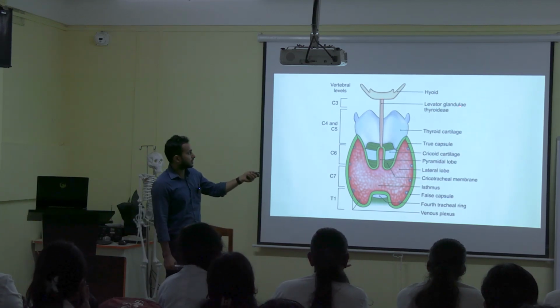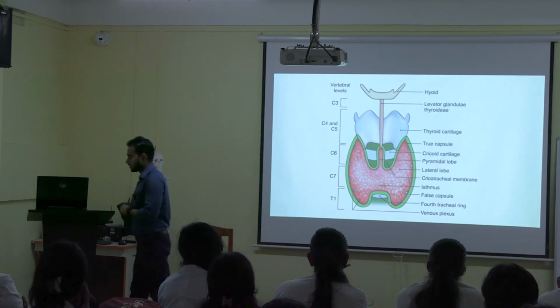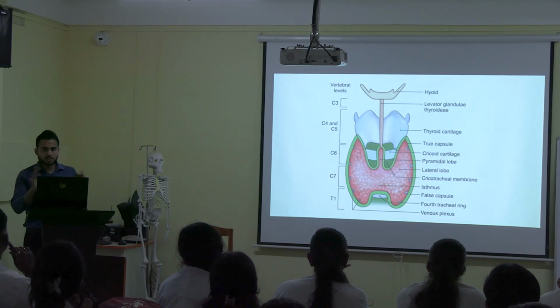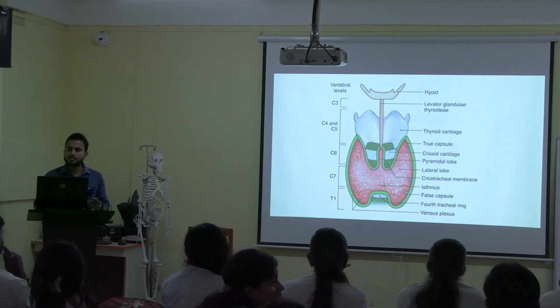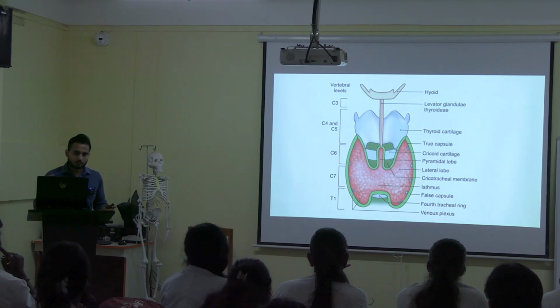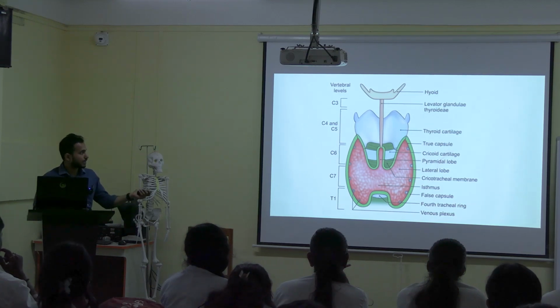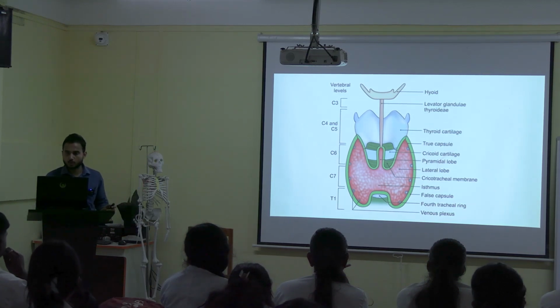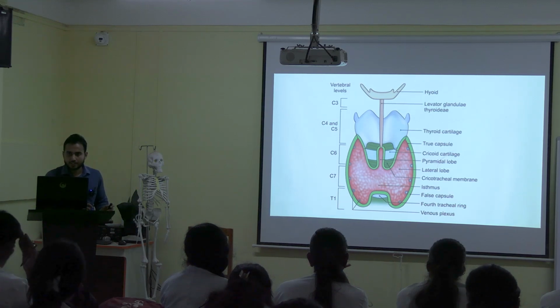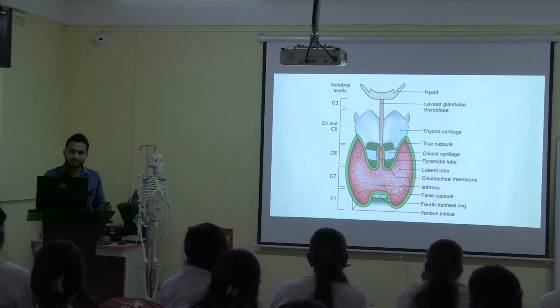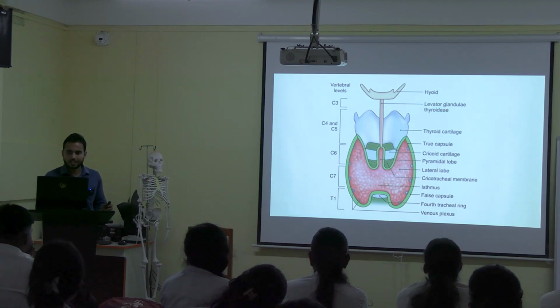This is called levator glandulae thyroideae. Okay, so this is the overall structure. How does it appear, how does it look? When we study the gross structure, at that time we have to know about the surfaces and borders of the thyroid gland, along with the coverings of the thyroid gland, nerve supply, blood supply, lymphatic drainage, everything, as you have studied the other structures.